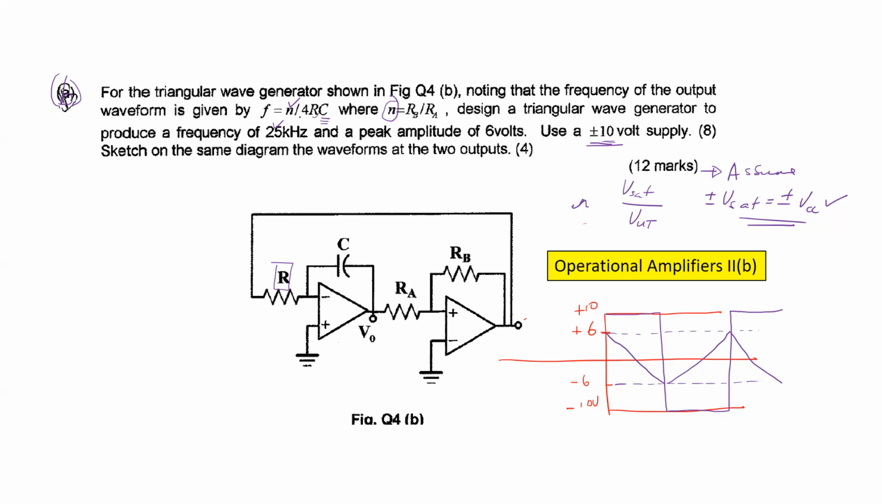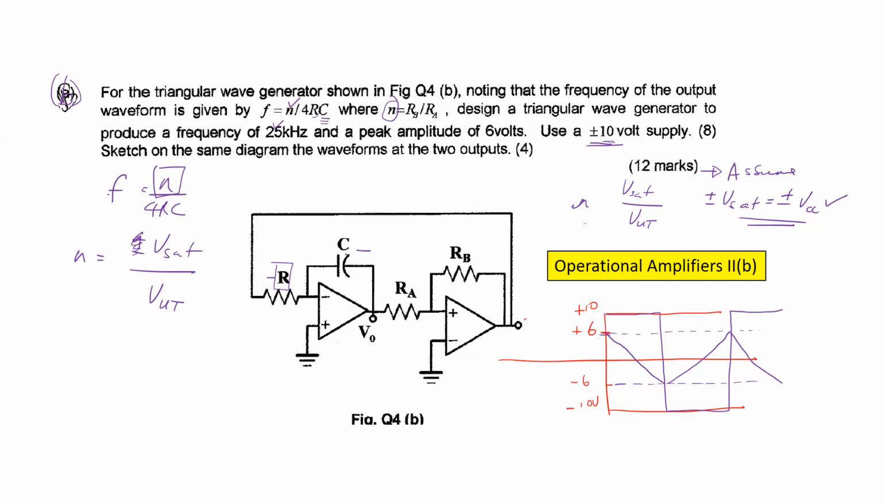The frequency is given by F equals N over 4RC. So that is this here. So you need to find out N. What is N? That's the only thing you have to remember. N is plus or minus VSAT over, I shouldn't put that there, VSAT over the upper threshold voltage. That is this one.